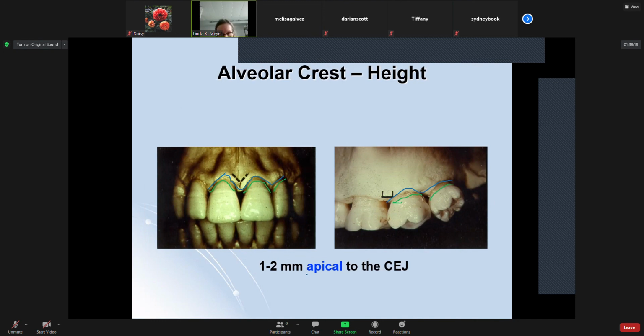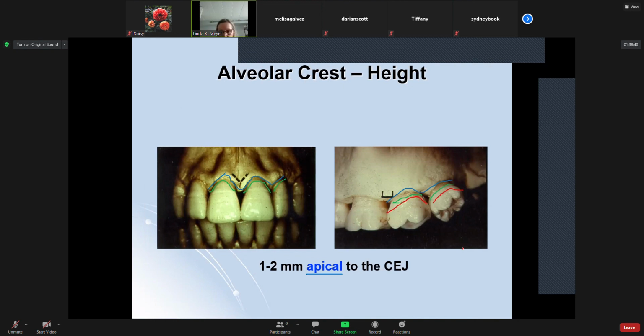That's just the opposite of the gingival margin. Now, there's no gingiva here, but just remember the gingiva is going to be 1 to 2 millimeters coronal to the CEJ, like this. So the alveolar crest is just the opposite.